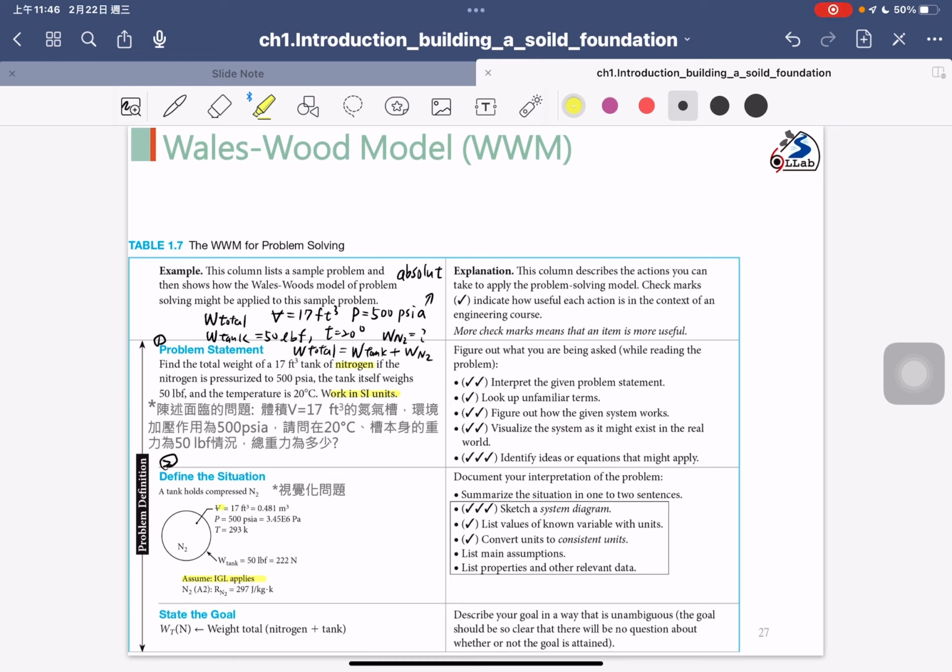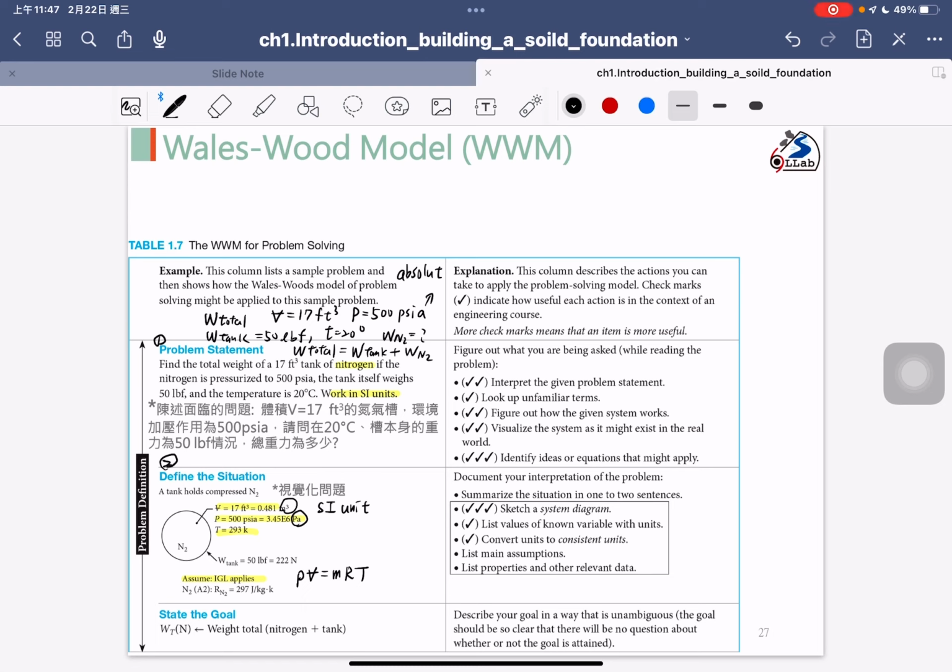And then the parameters we already know, I just write down here. And you see there are some unit conversions, because our problem requires you to answer the questions in SI units. So you can see there are some unit conversions already. Okay? And then why do we need to apply the ideal gas law? Because if we consider the nitrogen, the ideal gas law tells us PV equals nRT, right?